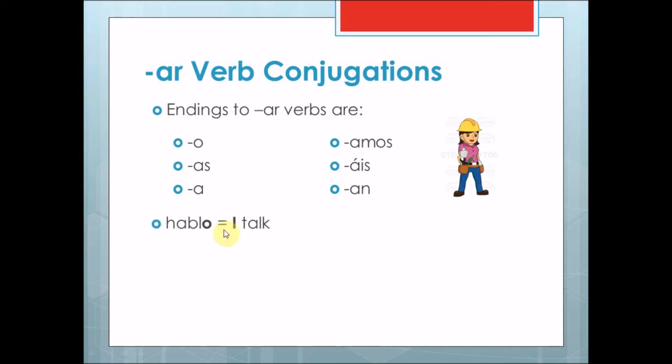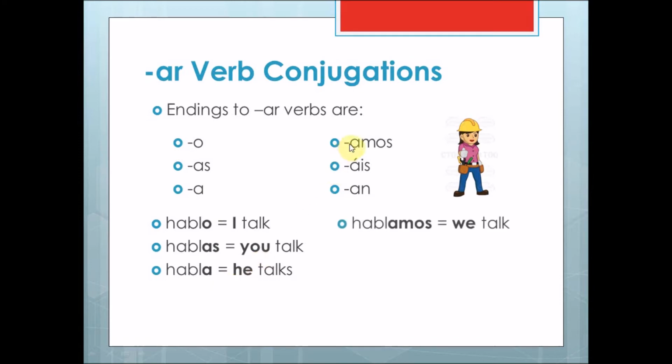So after we've dropped the ending, we add the O for I talk, hablo. For you talk, after dropping the ending, we add AS, hablas. For he, she, or it talks, we'll put the A in there, habla. Amos for we, hablamos. Áis for y'all. And an for they, or you plural formal.